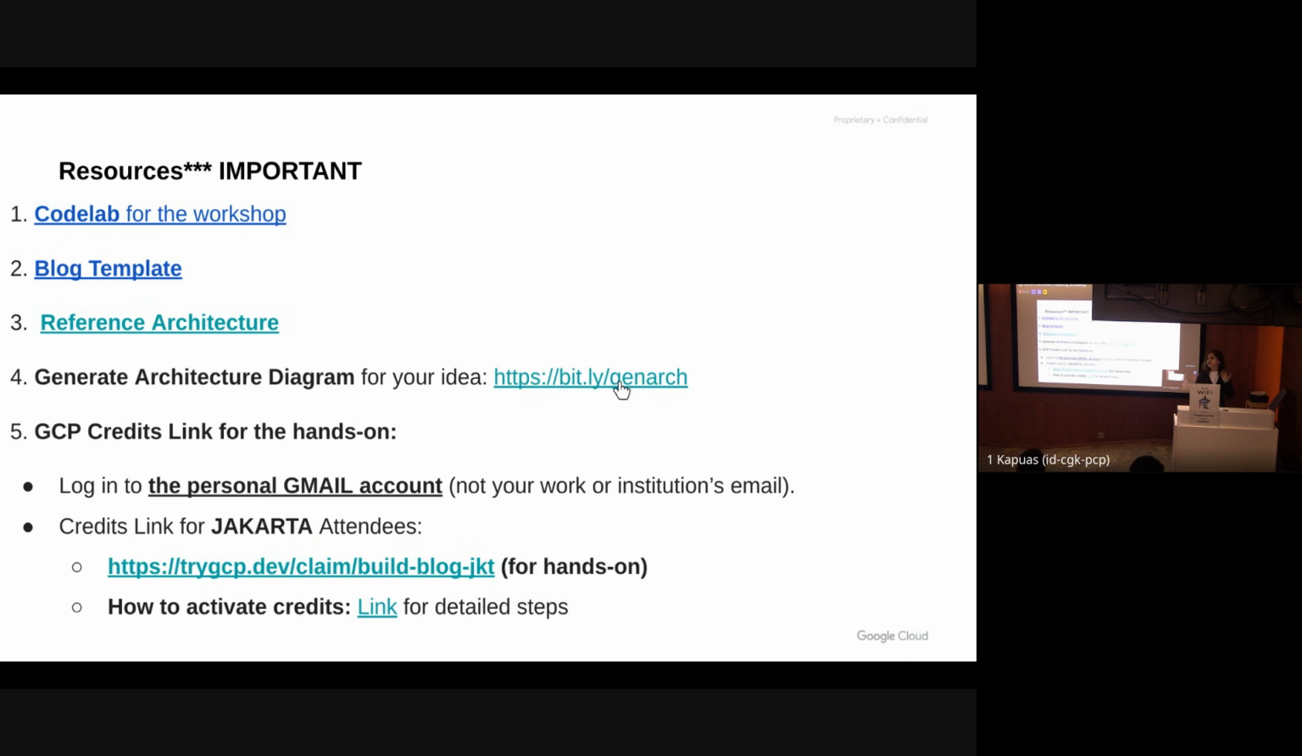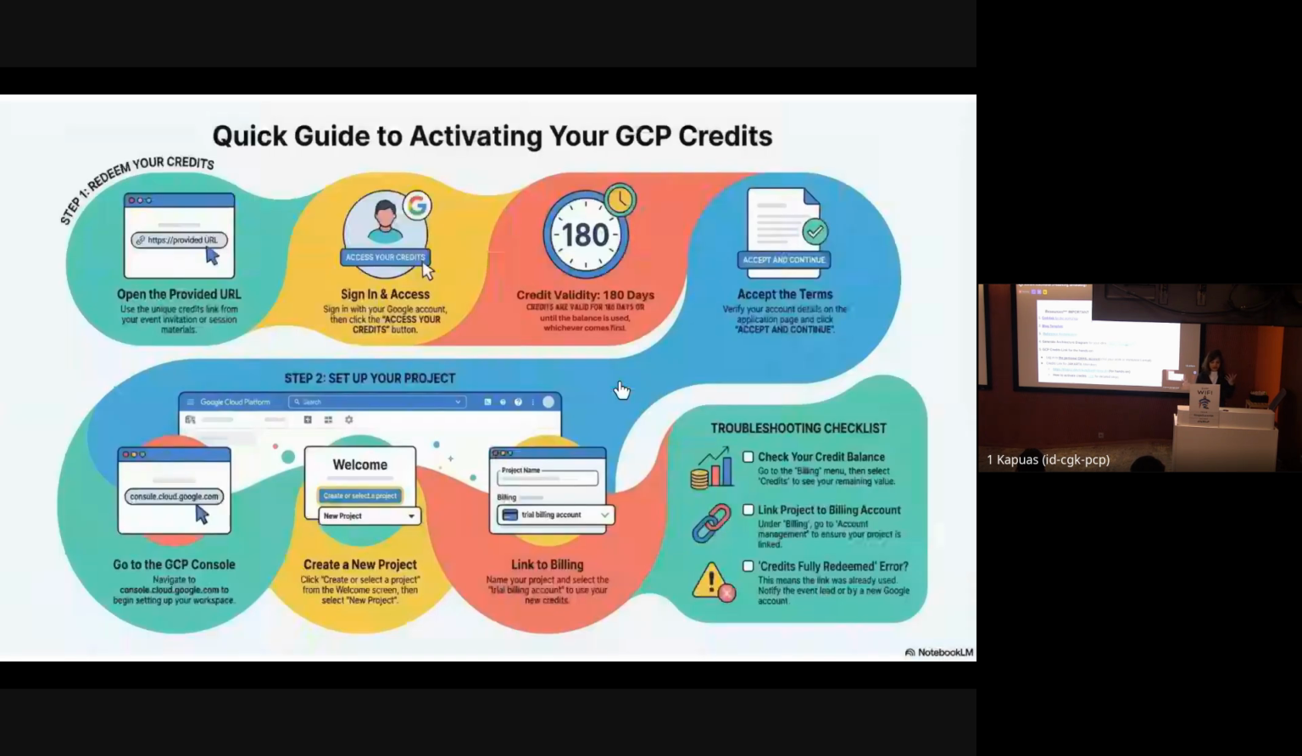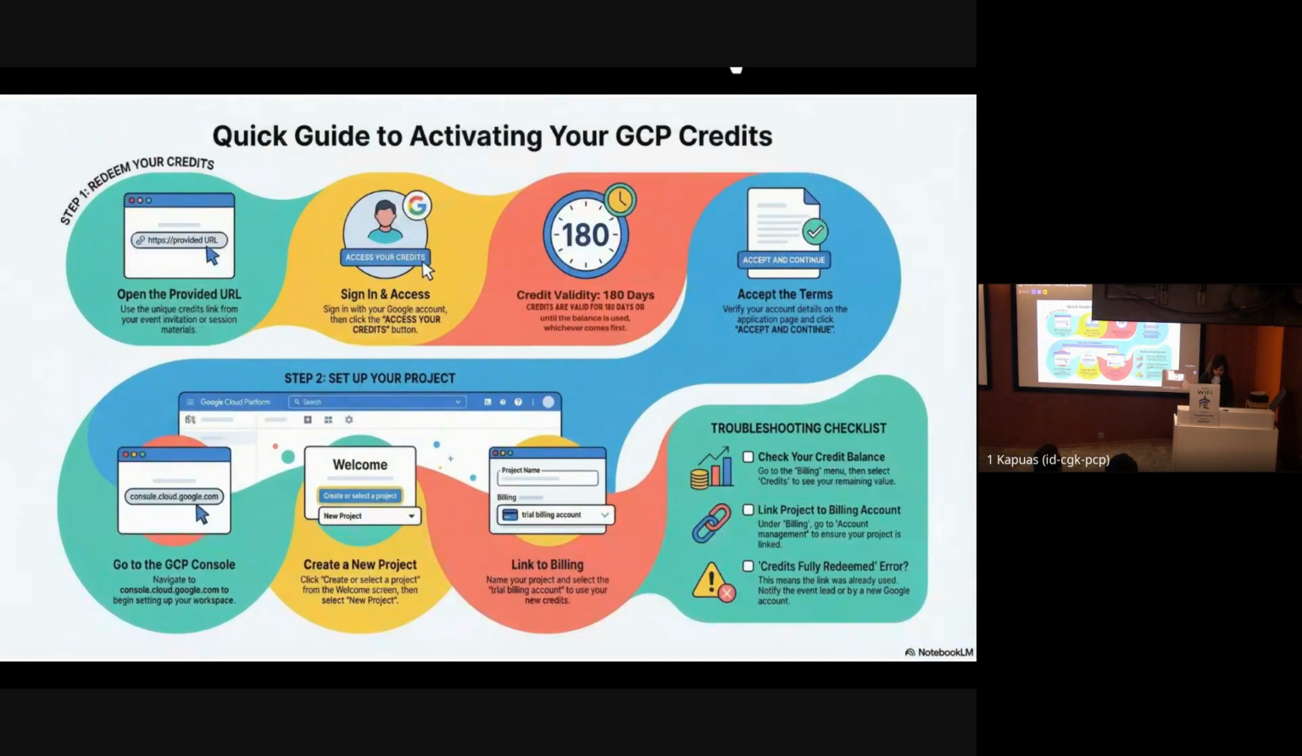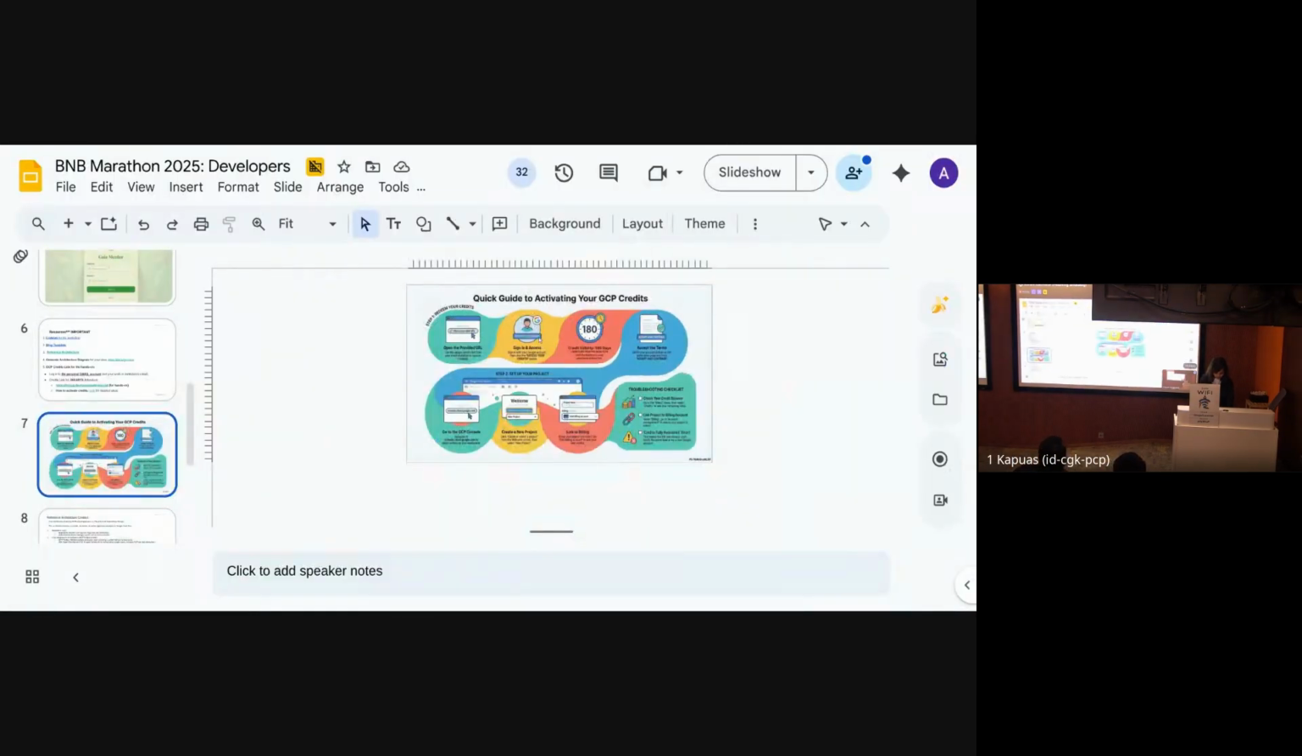Use the architecture diagram generation tool, like I said, for help with the generation of the architecture diagram at a high level. You already activated the credits, so the $10 credits should be useful. But for folks who need more credits, there is also one more credits link, which I'll be sharing with you right now.